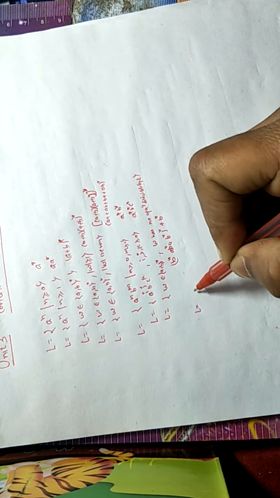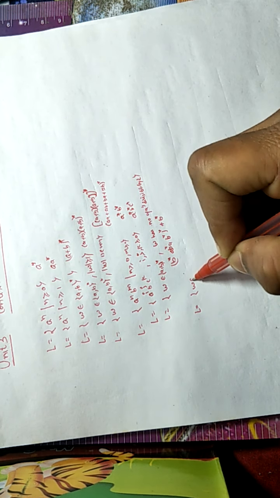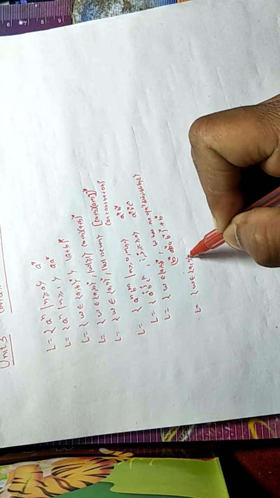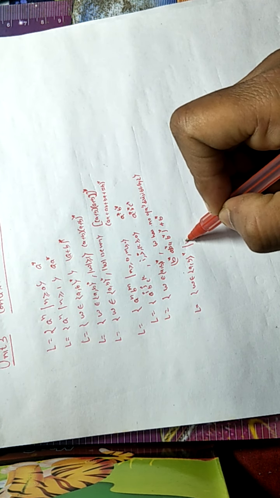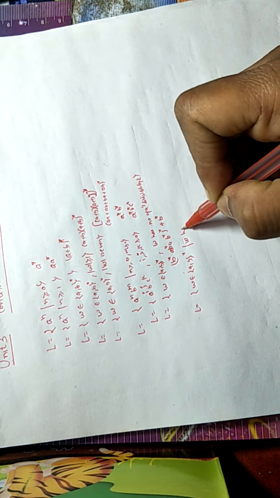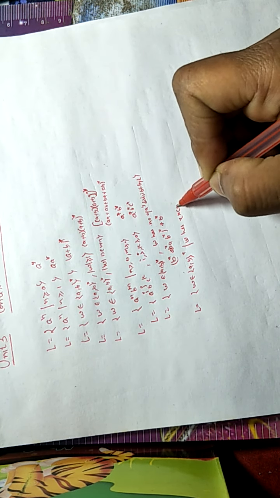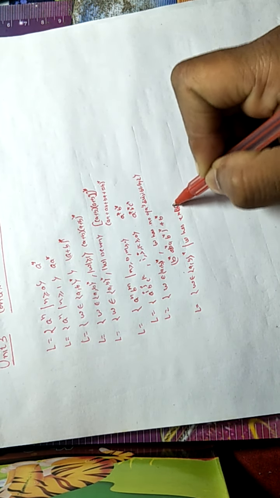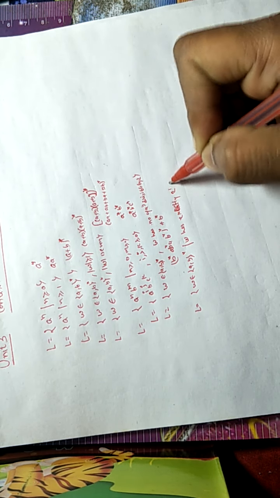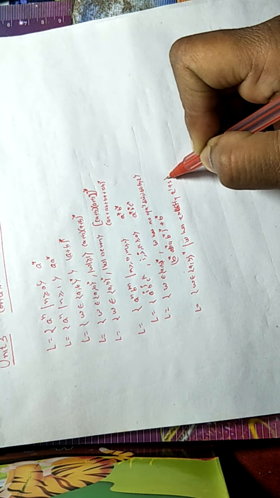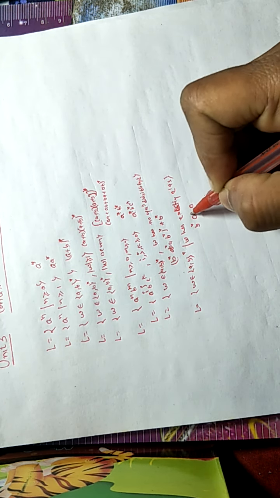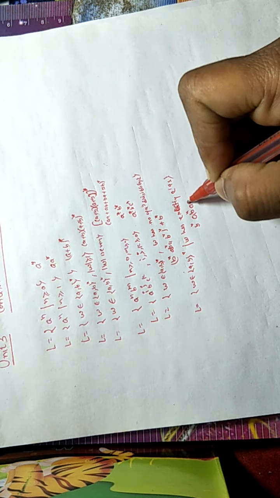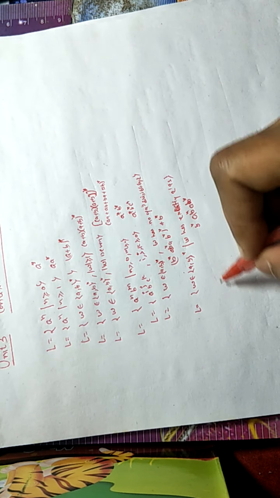L is equal to w belonging to {a, b} closure, where w has exactly 2 a's, that is b star a b star a b star.